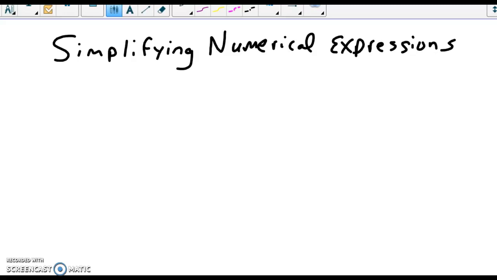Hey guys, we're going to look at more examples of how to simplify numerical expressions. Remember, when we do this, we have to follow the rules of PEMDAS.